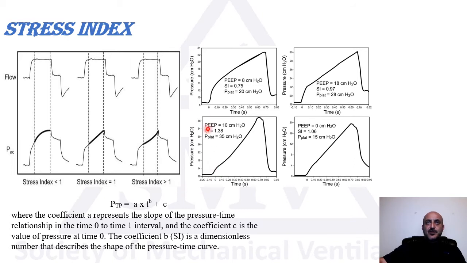So if you look at the example on the right, that's a person on a PEEP of 8, and you can see that convexity up here and the stress index calculated at 0.75. And when that PEEP was adjusted to 18, stress index was about 0.97, and you can see it's almost a linear straight line. On the other hand, that person here was a PEEP of 10, and stress index was 1.38, and when the PEEP was adjusted to 0, stress index became almost 1, and it's a straight line here. Again, this has to be done on the volume controlled mode with a square or constant flow wave.